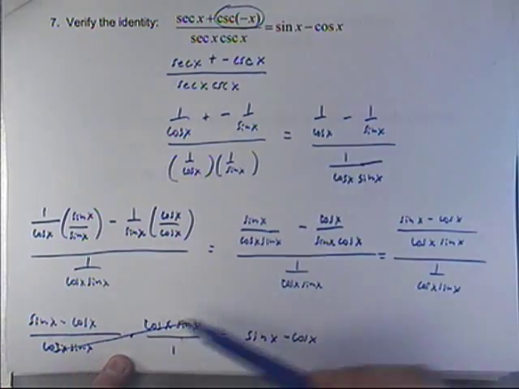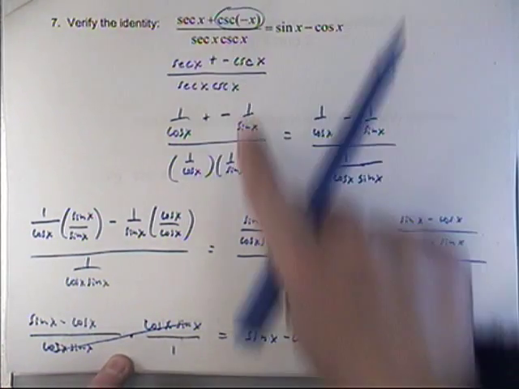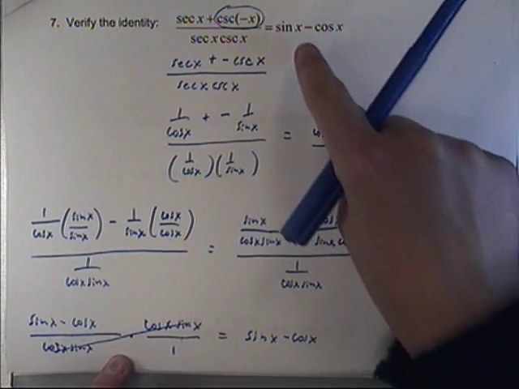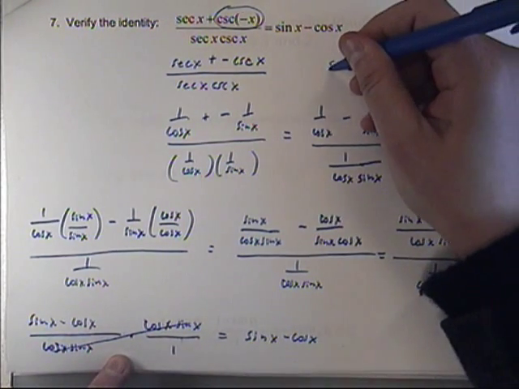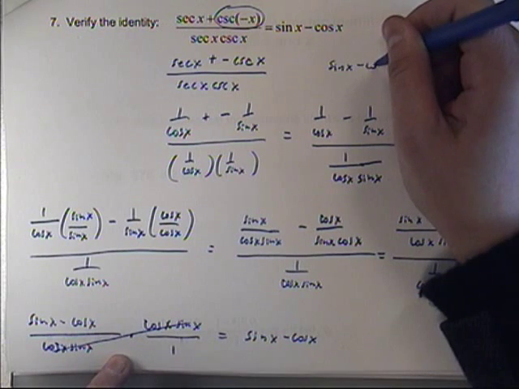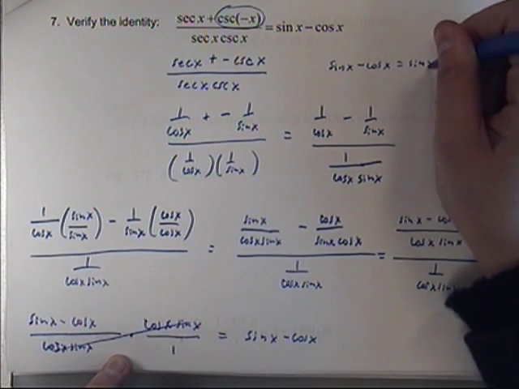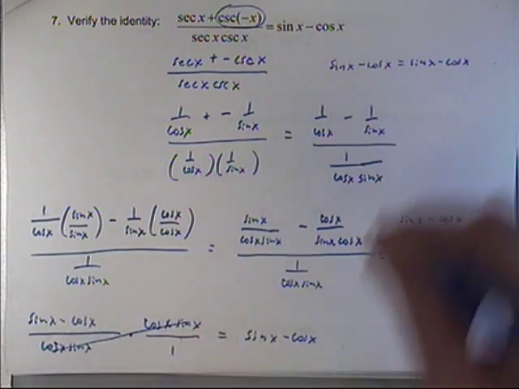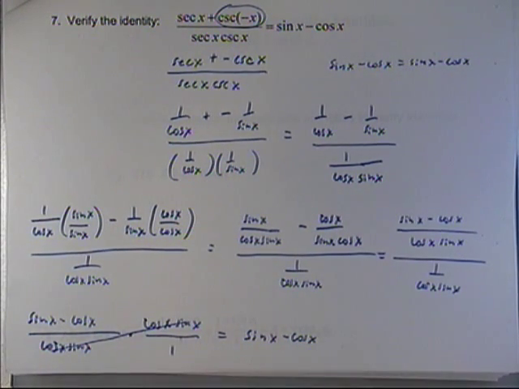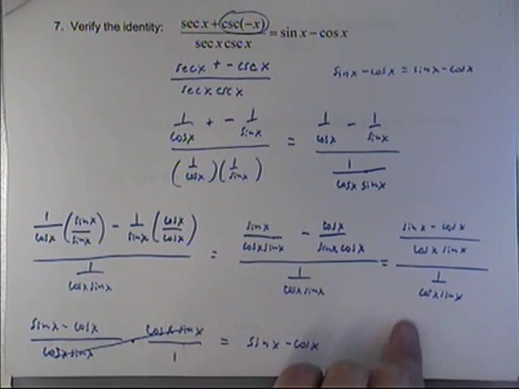All I've been doing is working with the left-hand side. So now I've turned this whole thing into sine x minus cosine x, and therefore, if I set that equal to the right-hand side, I'm saying the left side is this, and going back up to the original position, the right side is this. They are exactly the same, and therefore I've proved that they are indeed an identity, that those two things are the same.